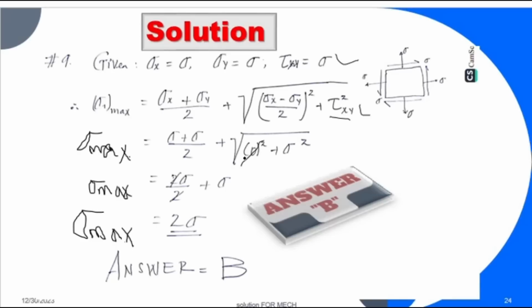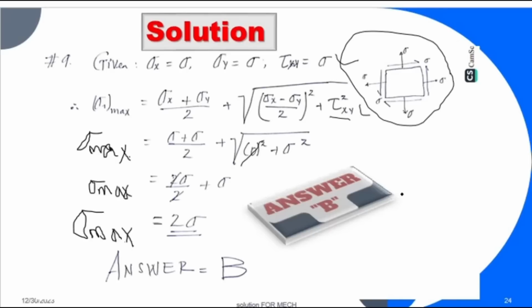Here, when we take this out of the radical, it becomes 2 stress over 2 plus stress, and when we cancel this part, the maximum principal stress for this part is 2 times the individual stress. So the maximum principal stress on this body is equal to 2 times the individual stress.